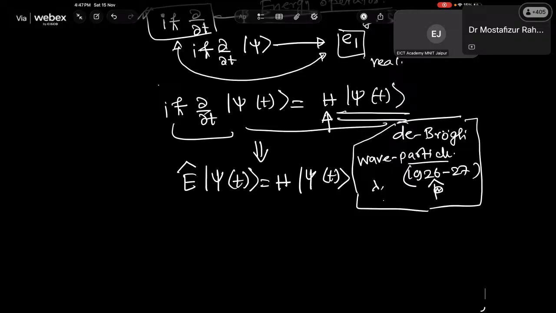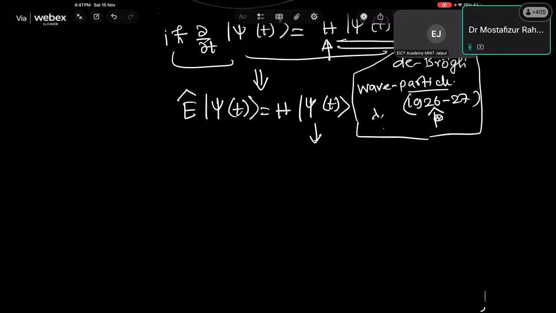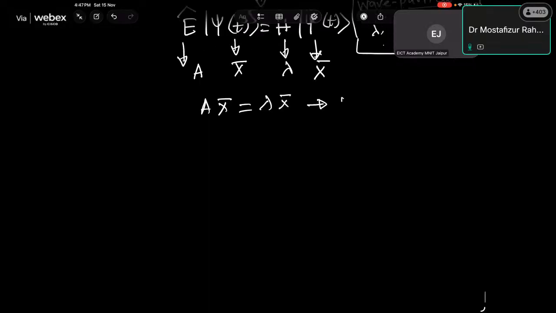Now forget about χ(t). Just name them as x, some vector. And instead of a differential operator, just take it as A, and instead of H, take it as lambda. So what we get is A x equals lambda x, and this is our eigenvalue equation. We know this from class 12. Quantum mechanics is nothing but eigenvalue equations.